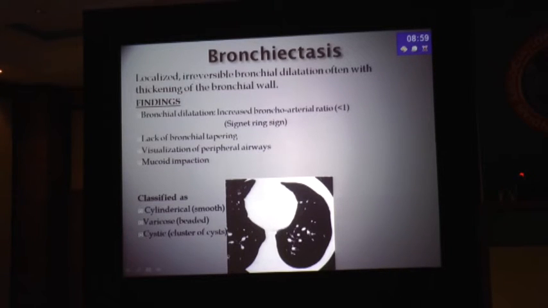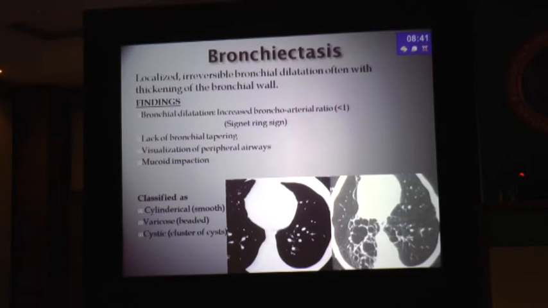Normally, the ratio of the artery and the accompanying bronchus is 1:1. But from the very look of it, we can make out that the bronchus is larger than the artery, and the artery is forming the signet ring appearance. The pattern of bronchiectasis can be cylindrical, varicose, cystic. So this is an example of cystic bronchiectasis.